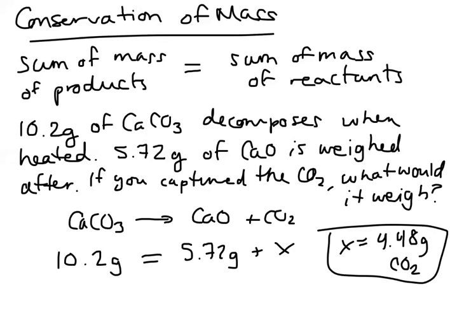What I might do is give you maybe 2 products and 2 reactants, and I'll give you all but one of the products, and you'll have to determine which. But just know that you can always just set it up: sum of the mass of products equals sum of the mass of reactants, and solve for X. That's all you have to do when it comes to conservation of mass. All right?